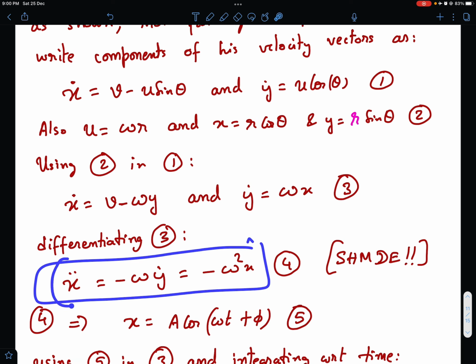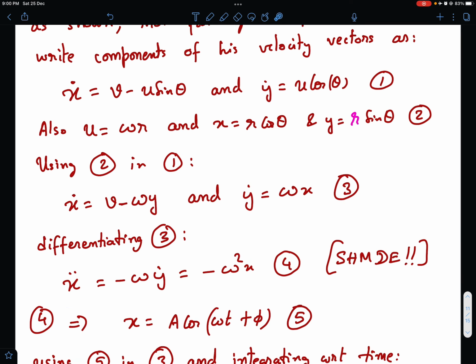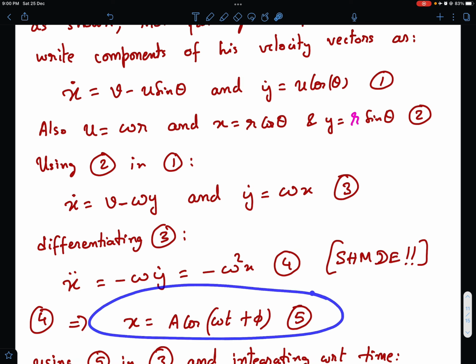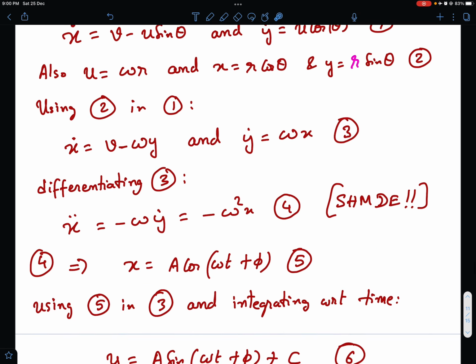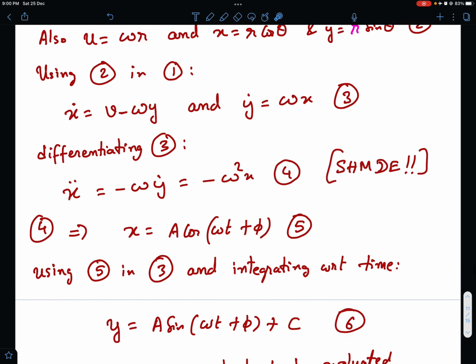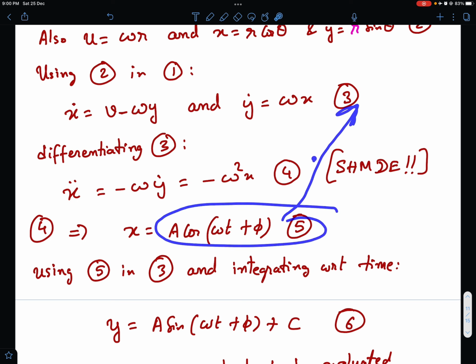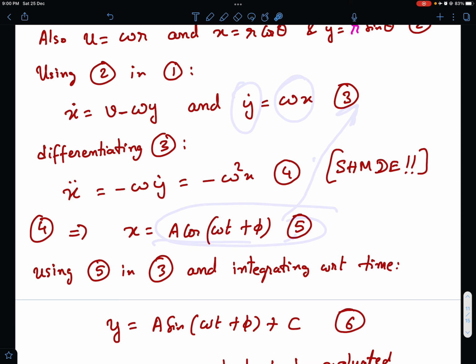This is the SHM differential equation. d square x by dt square is minus omega square x. That means what? X coordinate is going to vary simple harmonically, right? And therefore I can write x coordinate as x is equal to a cos(omega t plus phi). Okay. And now suppose I use equation 5 in equation 3. So that means y dot is omega times a cos(omega t plus phi), right?